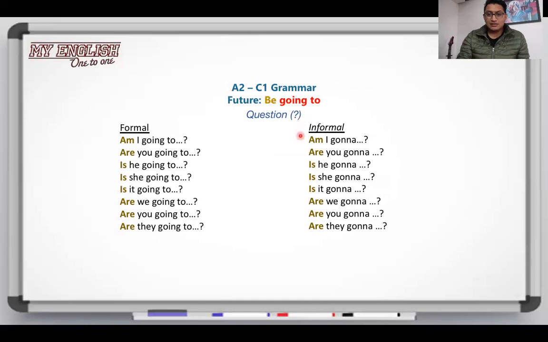Right? Now let's practice the same with the informal part. Am I gonna study? Are you gonna study? Is he gonna study? Is she gonna study? Is it gonna study? Are we gonna study? Are you gonna study? Are they gonna study? Good. As you see, let's continue.